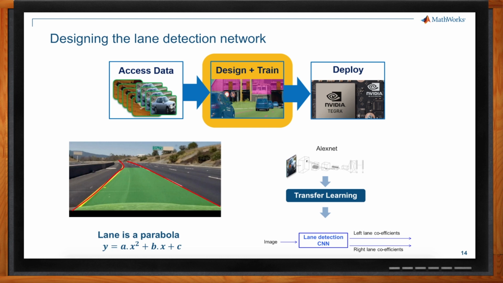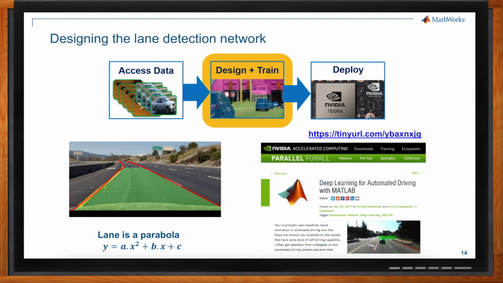So we took a well-known network called AlexNet and transfer learned it to detect lanes in my image. The outputs of this network are 6 outputs, which are 3 coefficients for my left lane and 3 coefficients for my right lane. Once I find the coefficients, I know where my lane is. Then I have a better idea. We actually published this in a blog on NVIDIA's site, and you can learn more about it there.